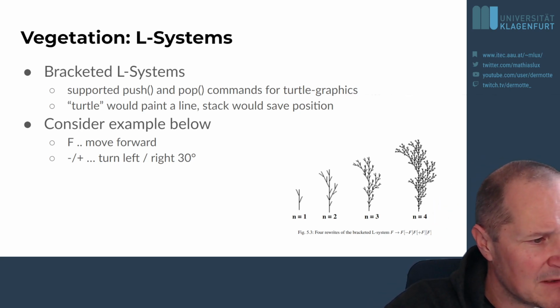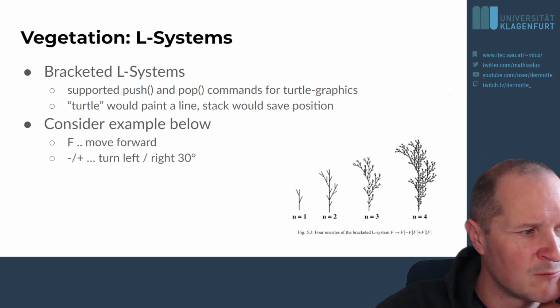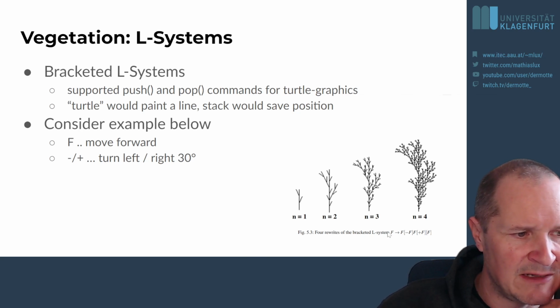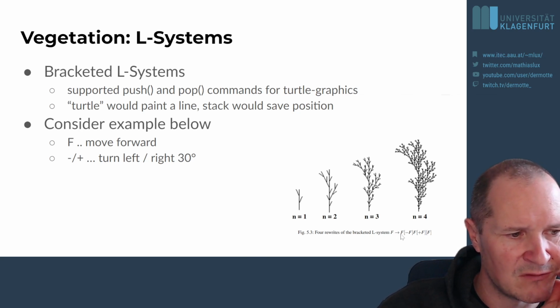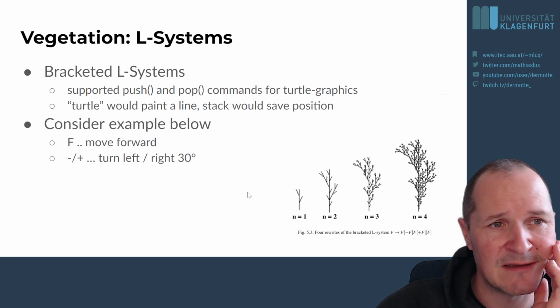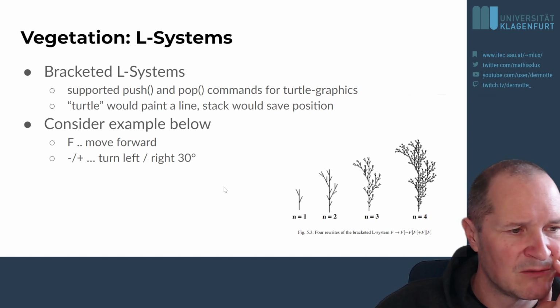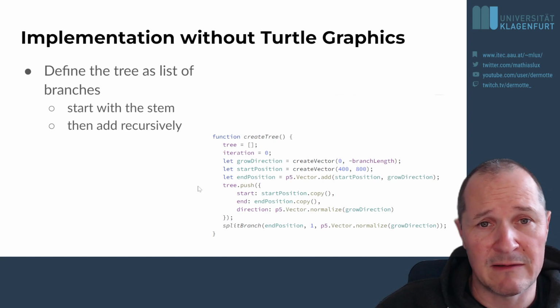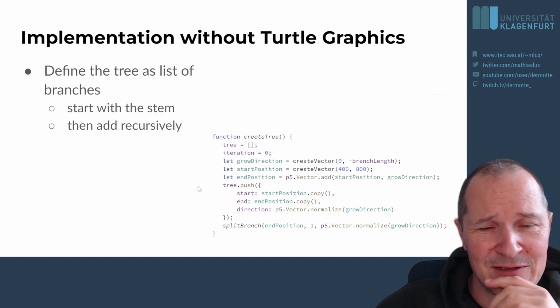And that is actually what these things do: F would be move forward, and plus and minus would mean turn left or turn right. Then you can rewrite this L system, F to F minus F, F plus F, F. Running it several times, you'll see that something like that comes out, and that totally looks like something growing, a bush or a tree or something like that. So yeah, that's what we do with P5.js and JavaScript now.